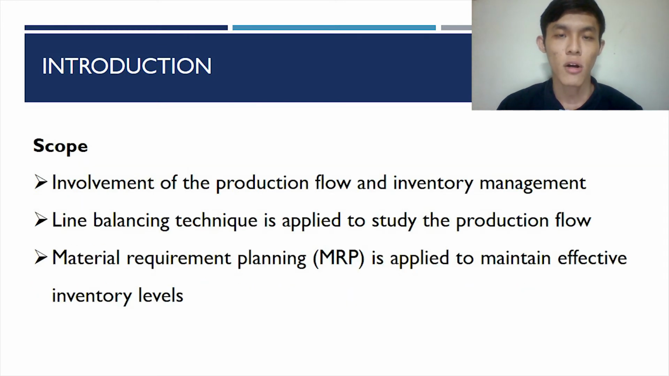The scope of the project is limited to the production flow and the inventory management of the company only. The line balancing technique is applied to study the production flow, and material requirement planning is applied to maintain an effective inventory level. Next, I will pass to my friend to present the part of literature review.